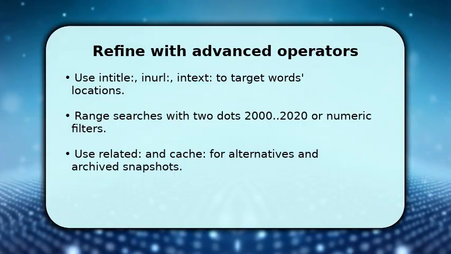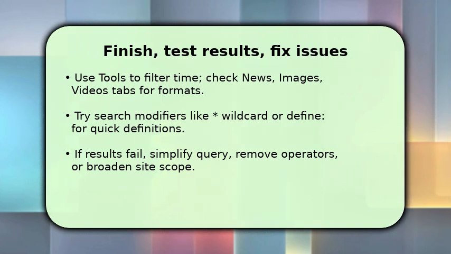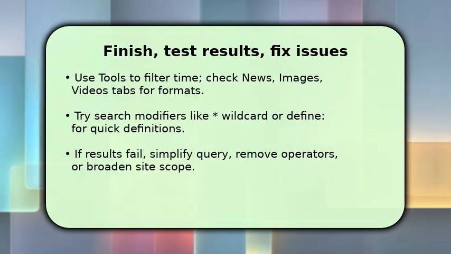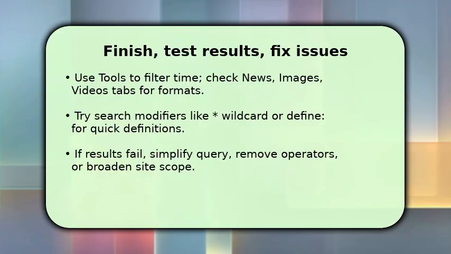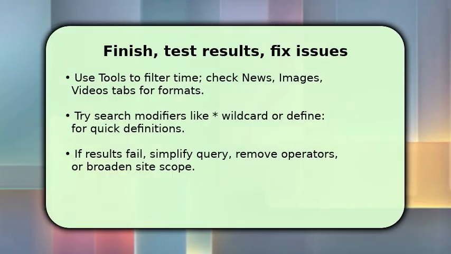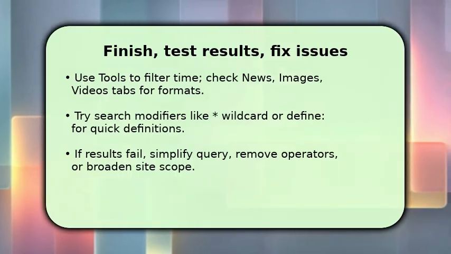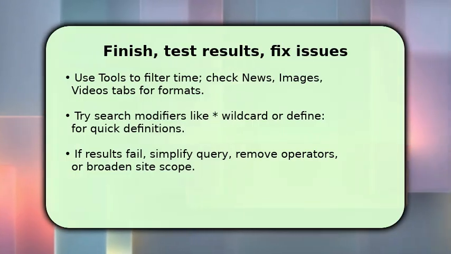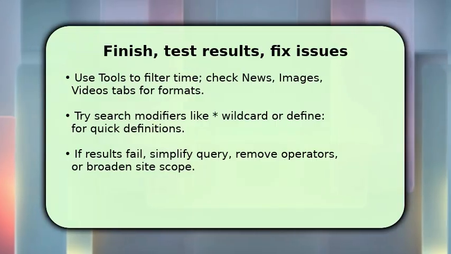Complete the process by scanning result types. Switch to images, videos, or news and use tools to restrict timeframes. Then test alternatives. Drop in the asterisk wildcard to fill gaps or use define to get crisp definitions. If you see poor results, troubleshoot by simplifying, remove one operator at a time, or expand site to the whole web. Make sure to iterate quickly. Small tweaks reveal dramatically different, often better, answers without wasting time.